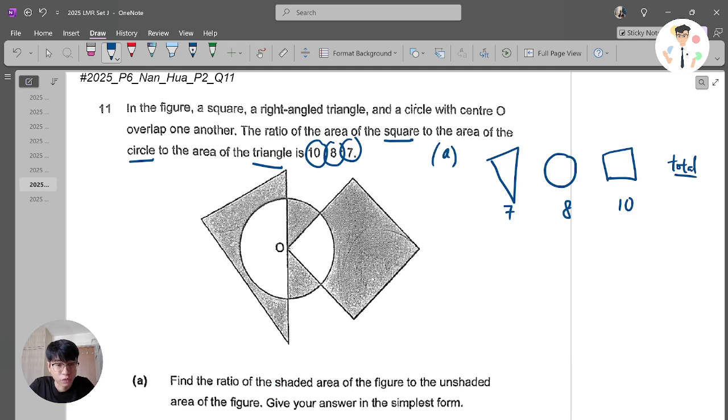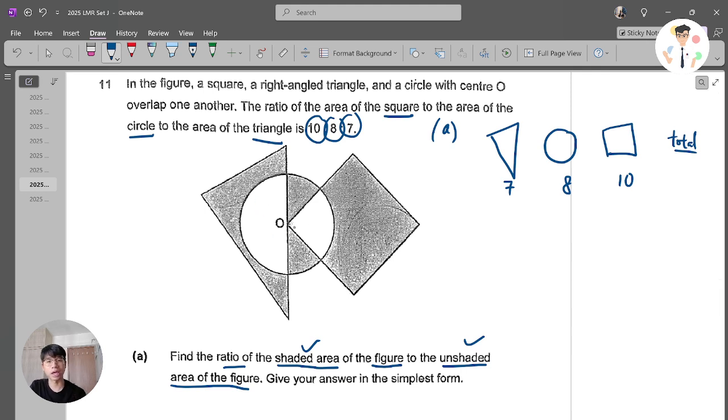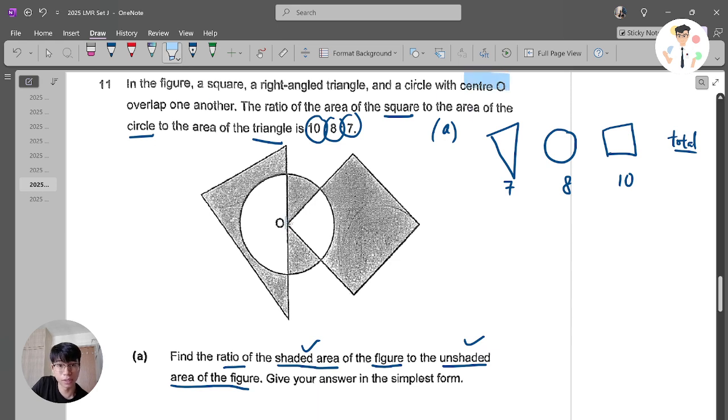Now what I need to find is the ratio of the shaded area of the figure to the unshaded area of the figure. So shaded to unshaded, sorry. Give your answer in the simplest form. What is interesting is that they don't give you what is here, what is here, what is here, but you need to kind of figure it out yourself. Okay, now the key idea here is actually this word, center. So this is actually the center.